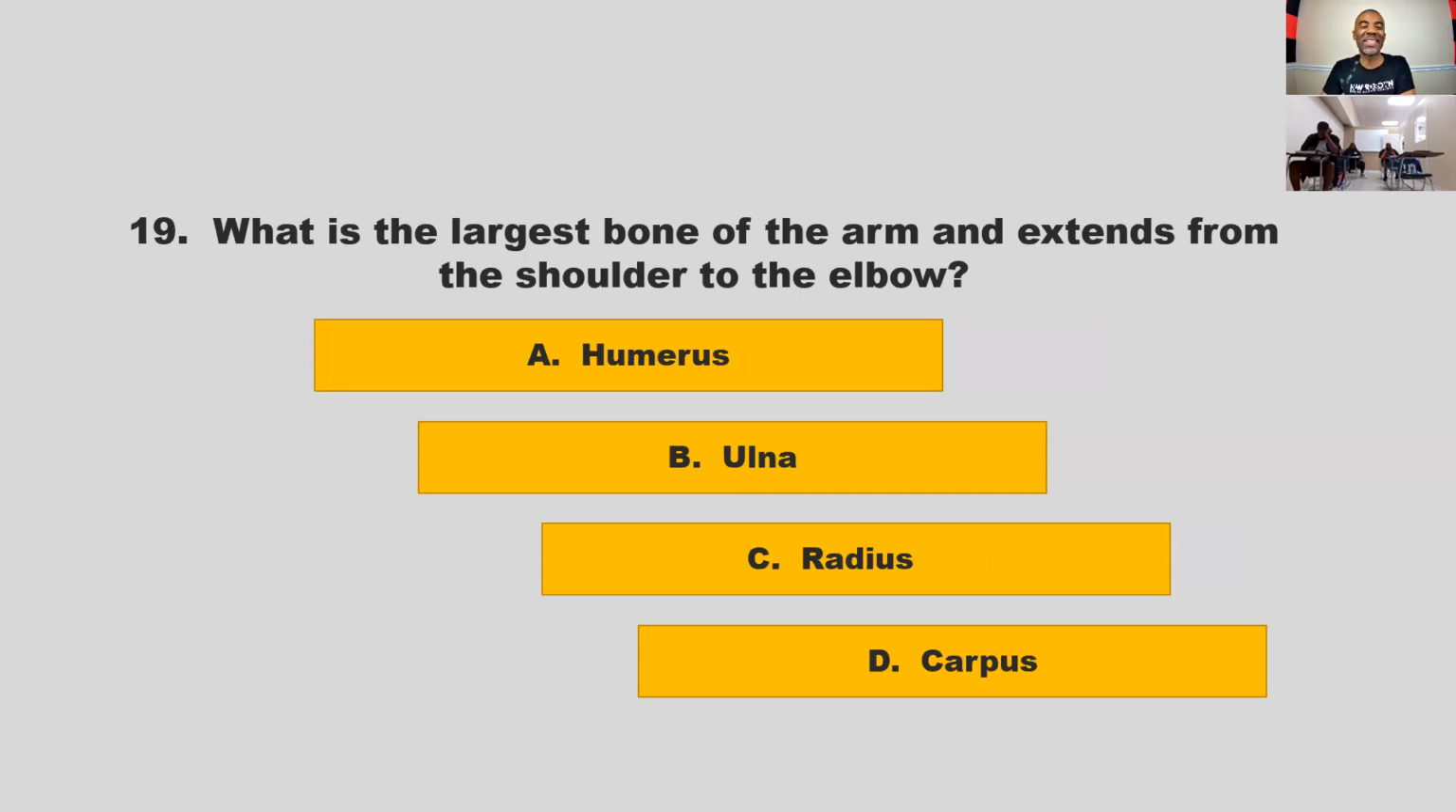Okay, so what is the largest bone of the arm and extends from the shoulder to the elbow? Is it humerus, ulna, radius, or carpus? What is the largest? A. Oh, that is correct. It's the humerus.